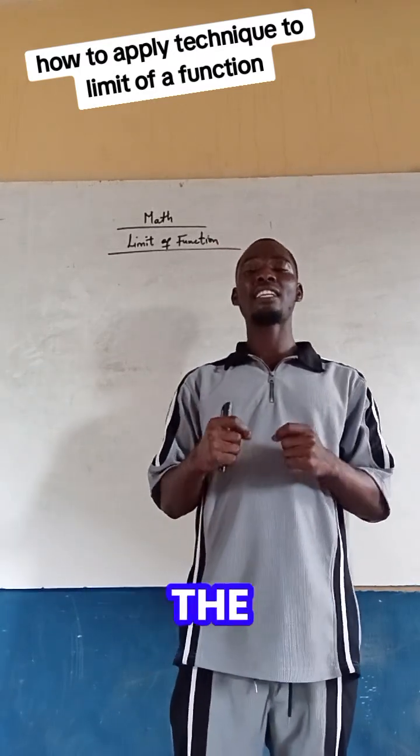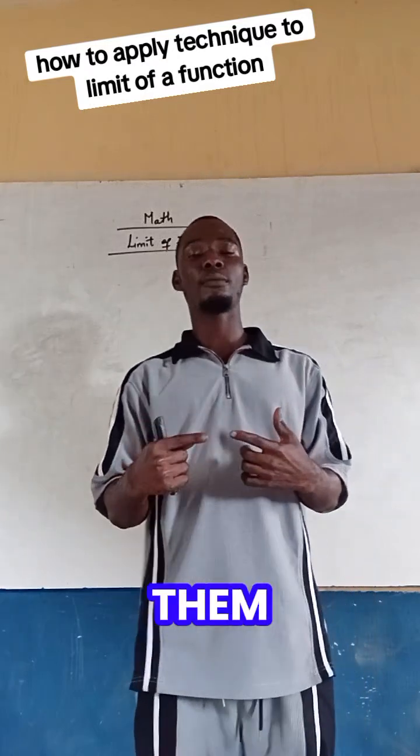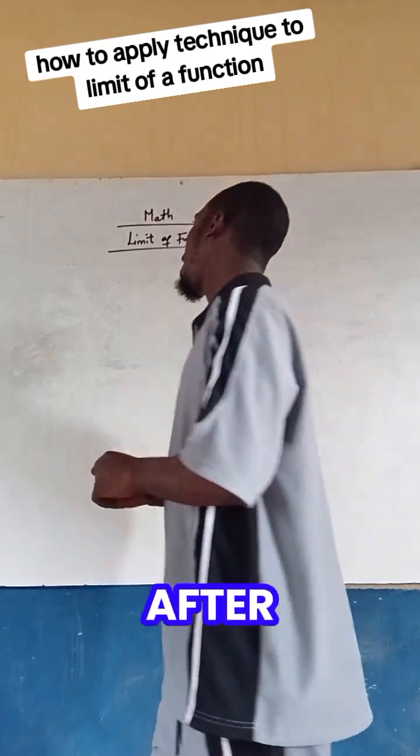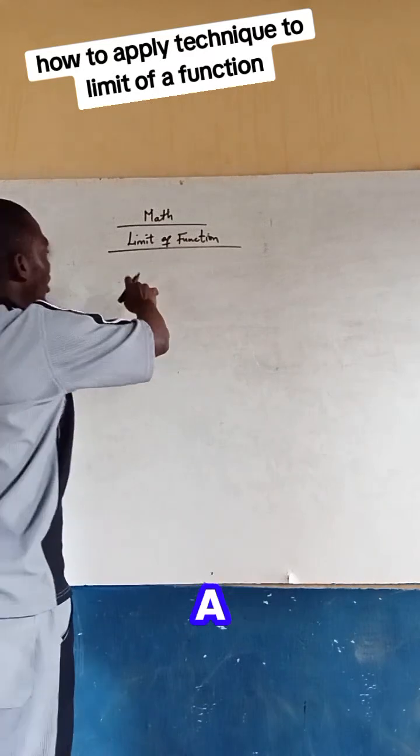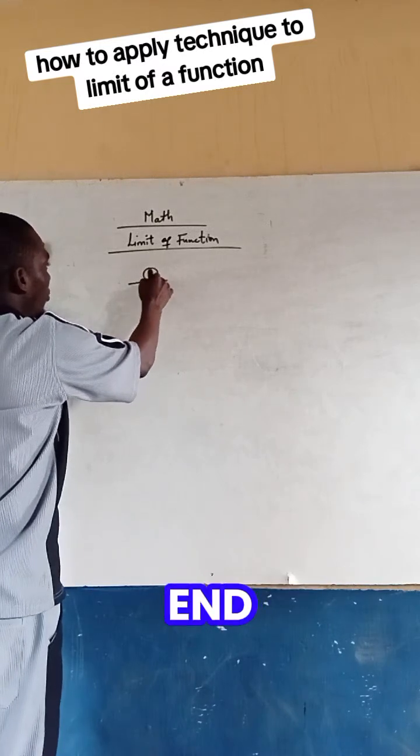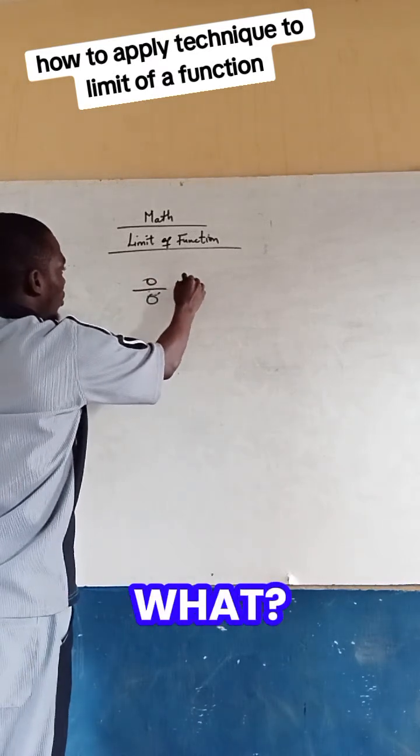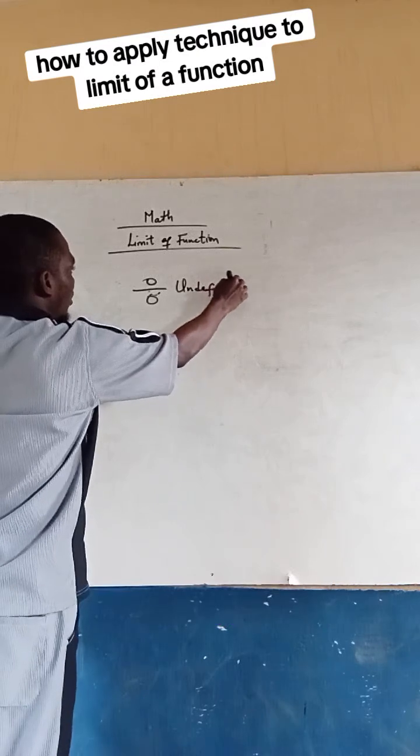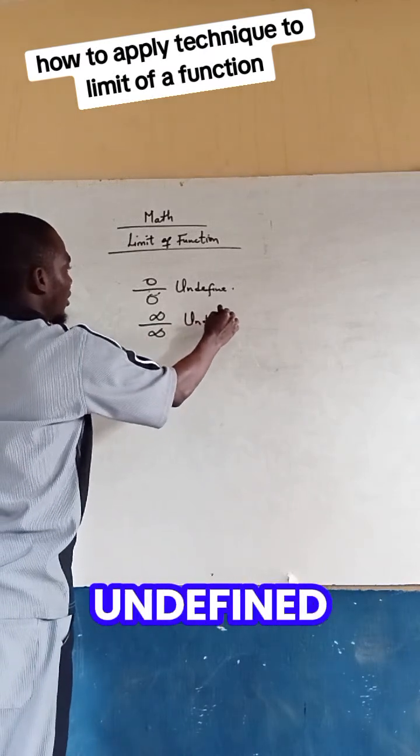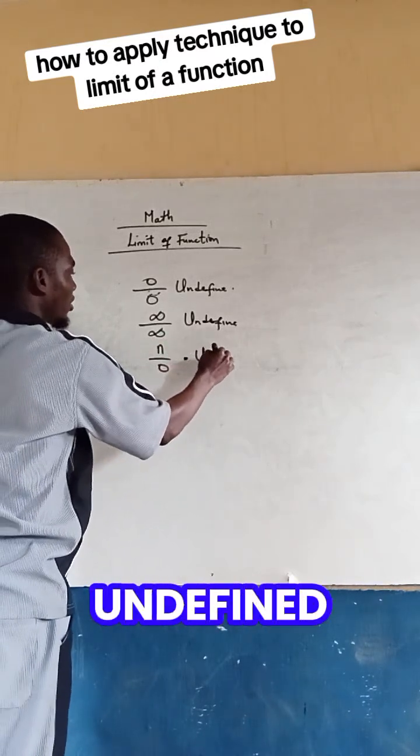The essence of these techniques is that for some functions, after solving them, the limit does not exist, that is, they are undefined. For instance, after I solve a function and I end up having 0/0, I should know that it is undefined. Or infinity over infinity, it is undefined. Or n over 0, it is also undefined.